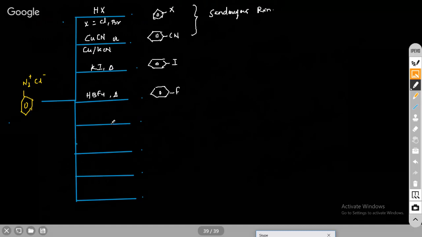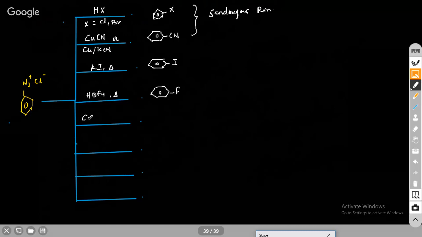For this also, we have one reason. Fluorine is most electronegative. That's why we cannot use HX or KI and KF here. So we use the fluoride of boron. Fluoroboric acid we also call it. HBF4 is the reagent we use for the preparation of aryl fluoride. That is again important.